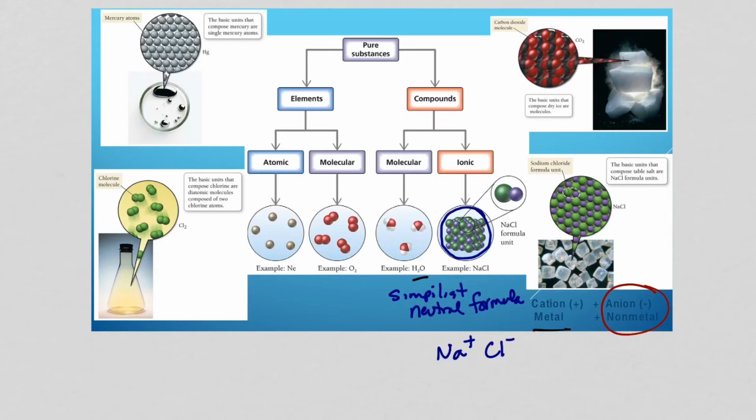When we write them out, we represent them as what we call the formula unit, right? That simplest neutral formula. Now, as I mentioned a couple slides ago, this is also what you might refer to as an empirical formula, right? It is not representing what we actually have. It's representing the simplest whole number ratio of the elements involved.